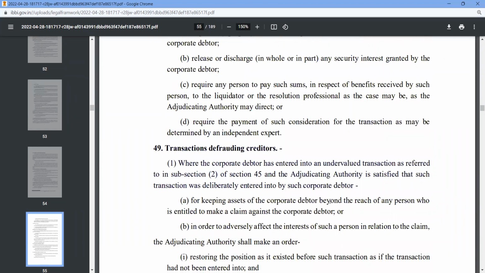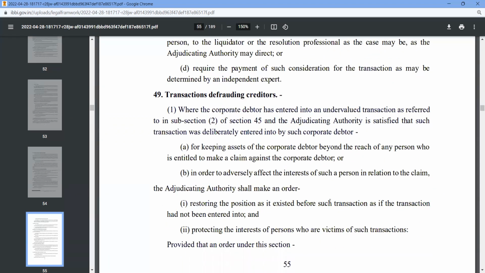And 49 is transactions defrauding the creditors. So in this case, where the corporate debtor has entered into an undervalued transaction as referred to in subsection 2 of section 45, and the adjudicating authority is satisfied that such transaction was deliberately entered into by such person. So an undervalued transaction may or may not be deliberate. If it is not deliberate, then it will come under undervalued transactions, 45. But if it is deliberate, then it will come under 49.